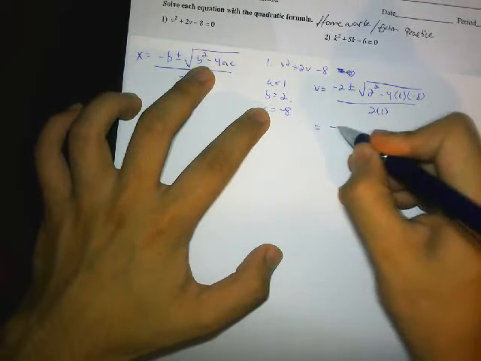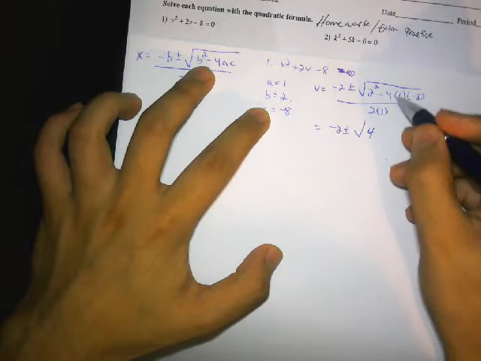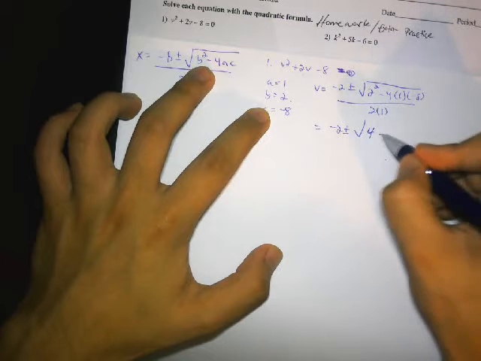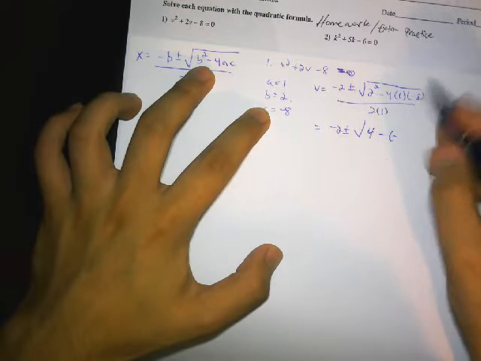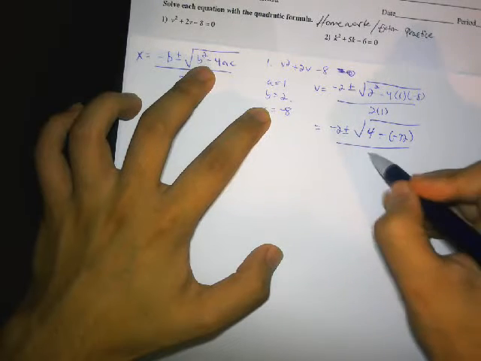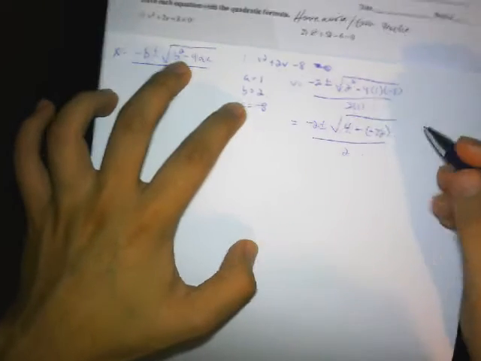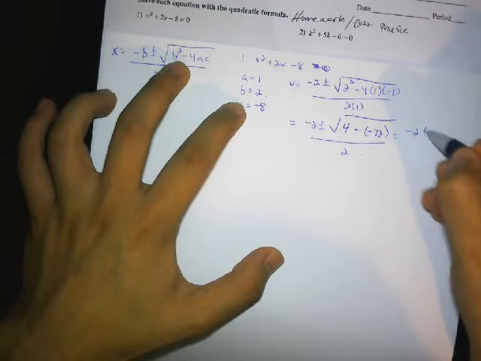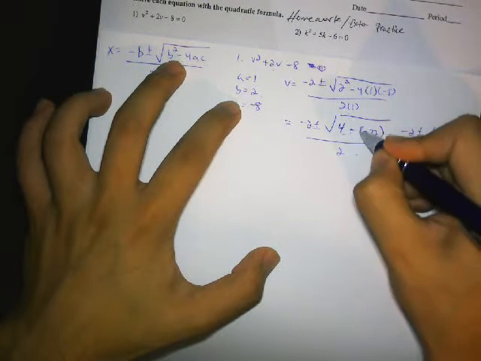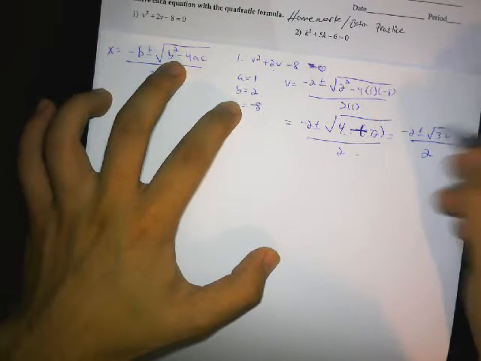Let's go ahead and simplify this a bit. Negative 2 plus or minus the square root of 2 squared is 4. 4 times 1 is 4, times negative 8 is minus negative 32. Negative negative is positive, and then 2 times 1 is of course 2. So simplify it a bit more. It's negative 2 plus or minus the square root of 4 plus 32 is 36, all over 2.